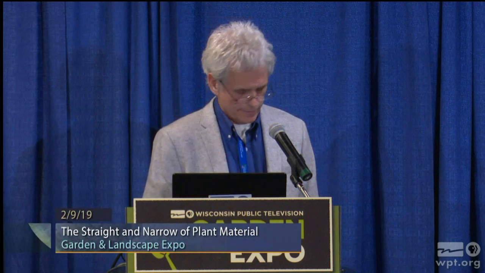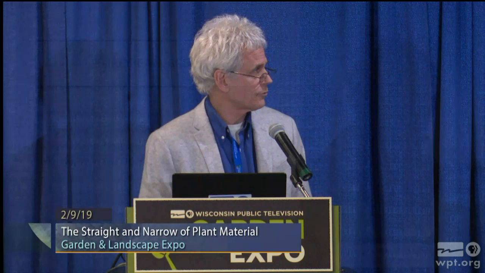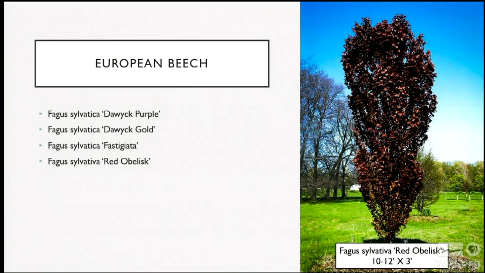Next we get into beech. So typically with beech, we're mostly looking at the leaf. They have some pretty interesting leaf colors and things like that. These are some real upright ones, the dark purple, dark gold, the fastigiata, and the obelisk. Predominantly, like I said, it's the leaf.